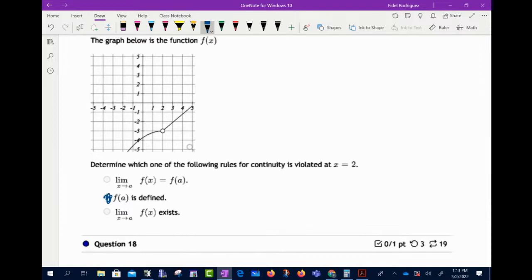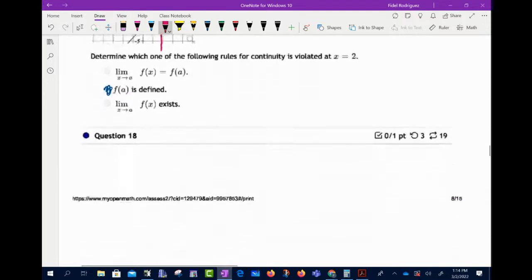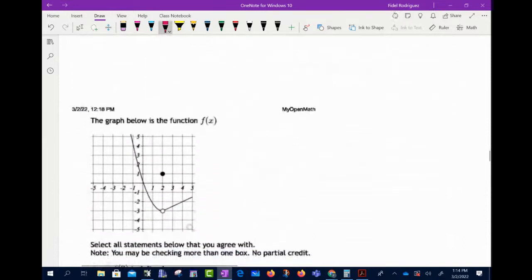It's not defined, right? When we go to x equals 2, and you go up or down, you don't hit the graph, because of that hole there. You see what I mean? So if we had something like this, we'd say, okay, f of 2 is defined. But we don't have that, because when we go along that line, you can see that we go right through the graph. Good, good, good.